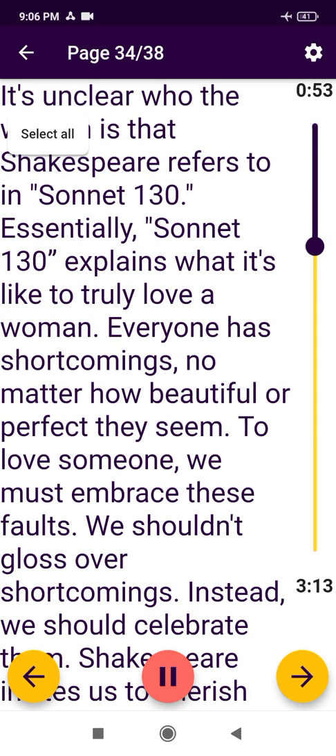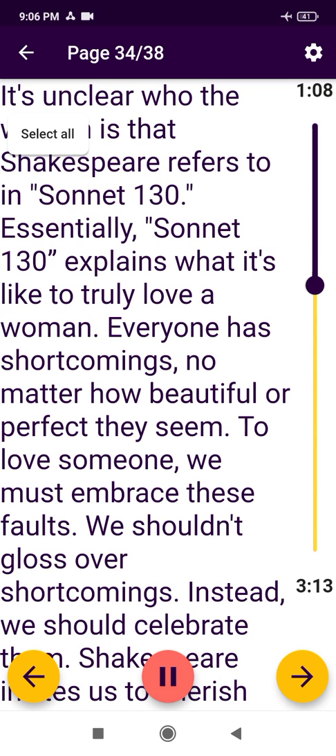Her pallor is a washed out, dull grey color. She doesn't have pure white skin. Finally, she has wiry black hair. It isn't particularly beautiful. The second quatrain continues this theme of imperfection.